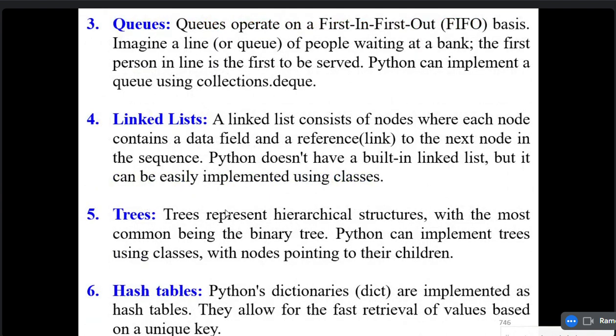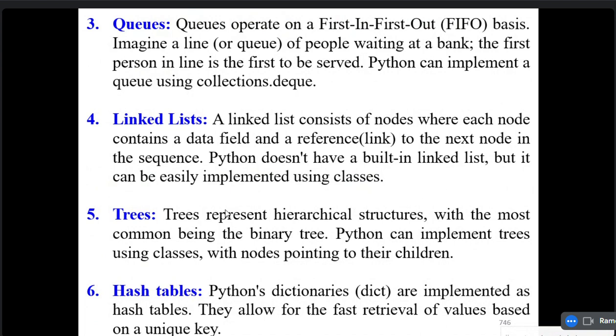Then queues are linear data structures and follow the principle first in, first out. So here an example is a line of people waiting at a bank. The first person in line is the first to be served. Python can implement a queue using collections.deque.